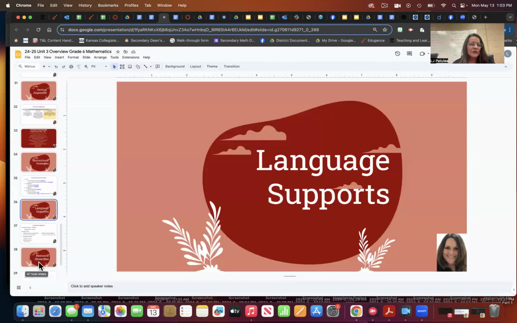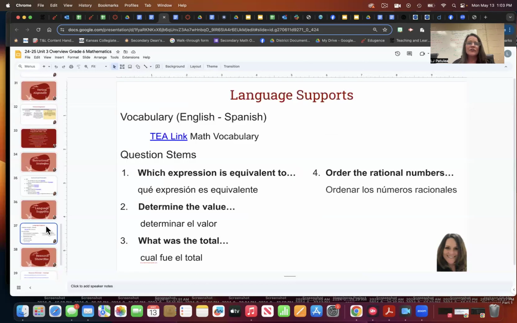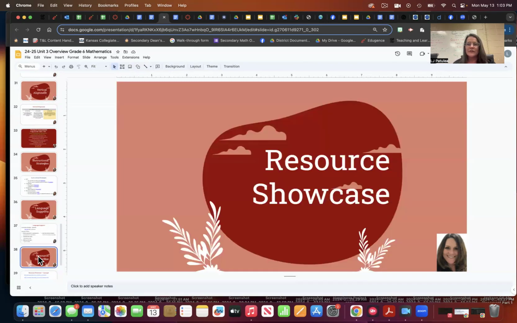Language supports for your students that are struggling with language. You have a link to the TEA math vocabulary list. And then you've got some important question stems that come out of this unit, such as which expression is equivalent to, determine the value, what is the total, and order the rational numbers. So that's going to be coming up as we move through this unit.